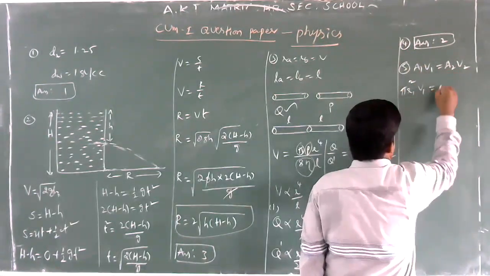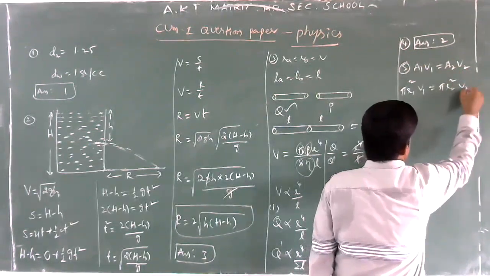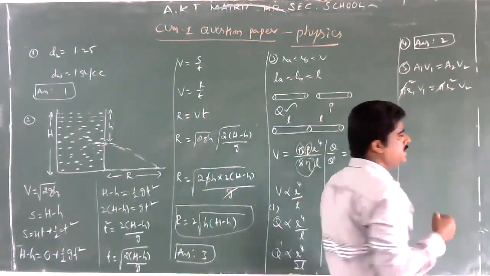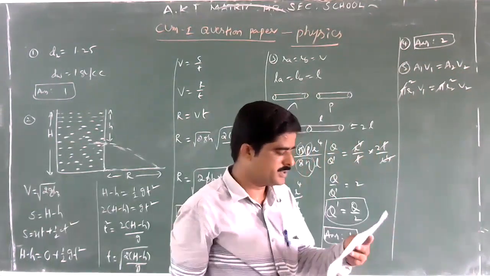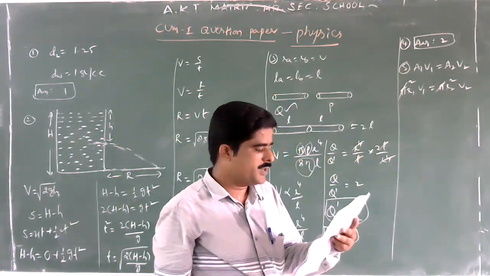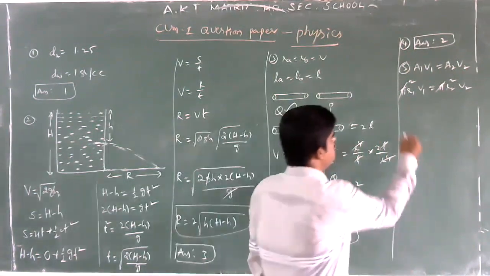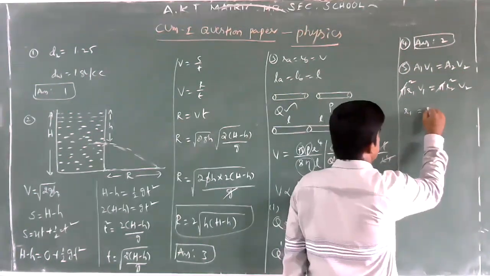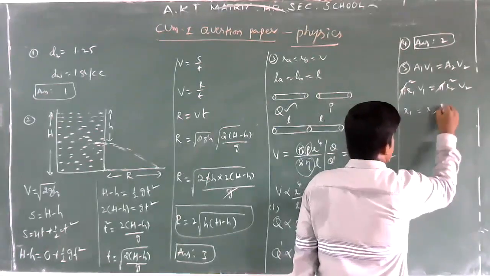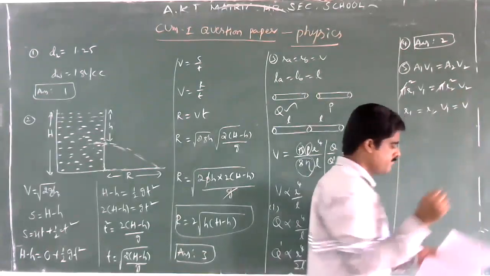V1 is equal to A2, pi r2 square V2. Both sides pi gets cancelled. See again, what is flowing through a tube of radius small r with the speed v? That means here first tube radius r1 equal to r, speed v1 is equal to v.